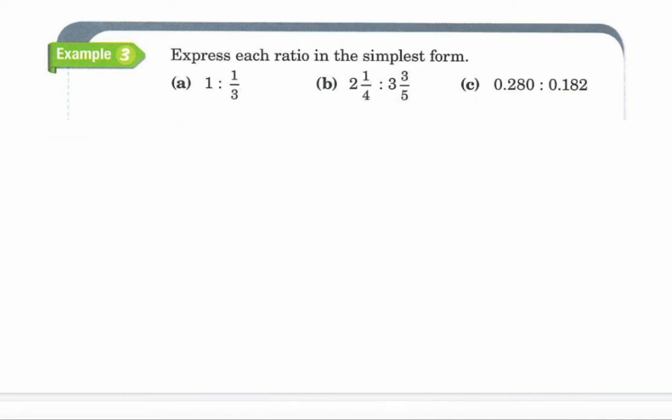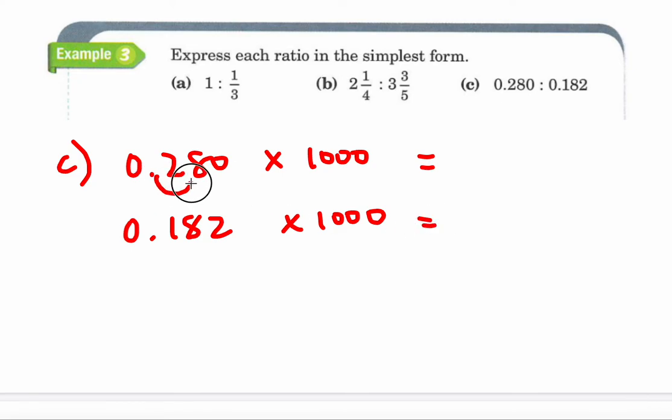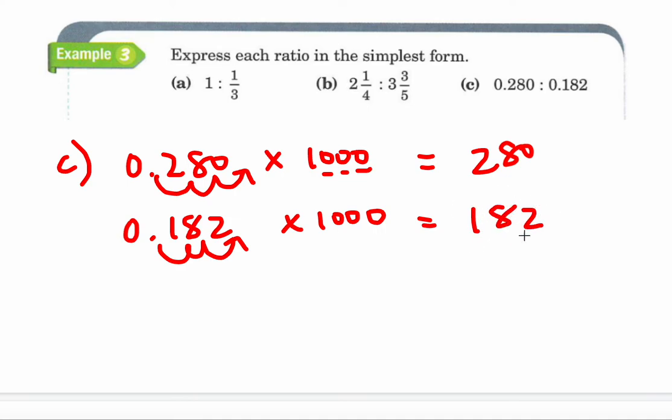Okay? And then lastly, we have C, which is in decimals. So don't let that freak you out. We have 280 thousandths compared to 182 thousandths. Well, I can multiply them both by 1,000 to get them to a whole number. That's basically moving the decimal 1, 2, 3 spots because there's 3 zeros. So again, whatever you're doing to one number, you got to do to the other, just like in a fraction. So I end up with 280 and 182.